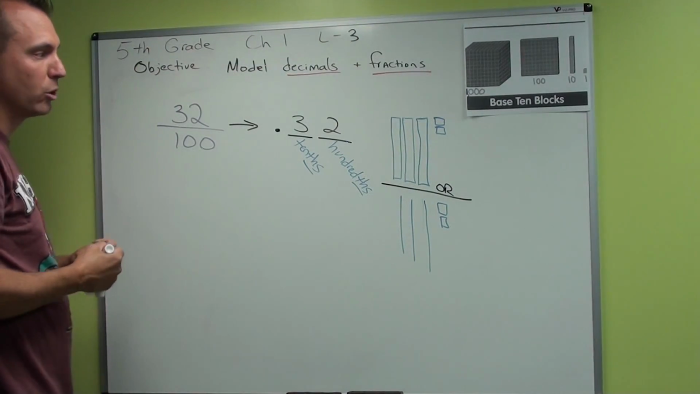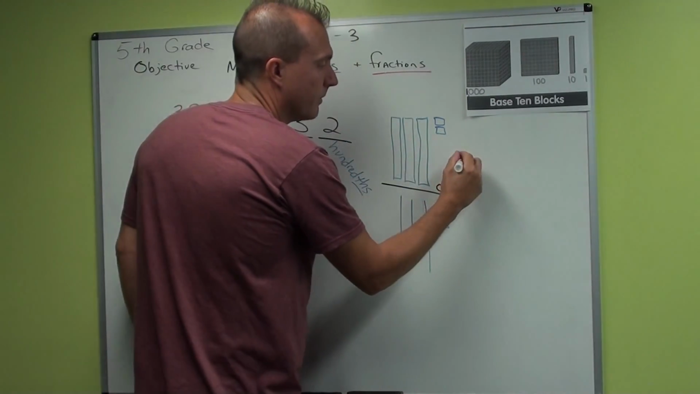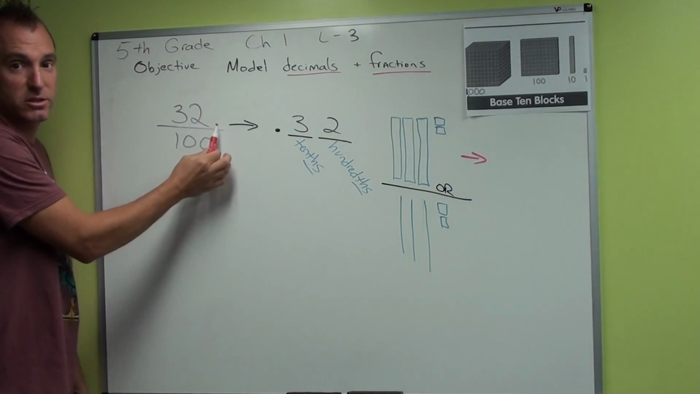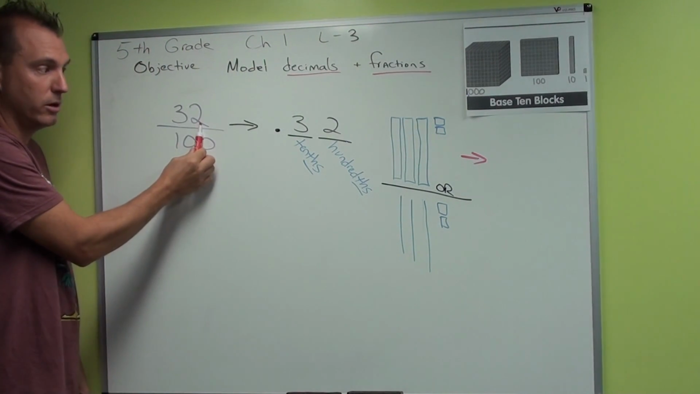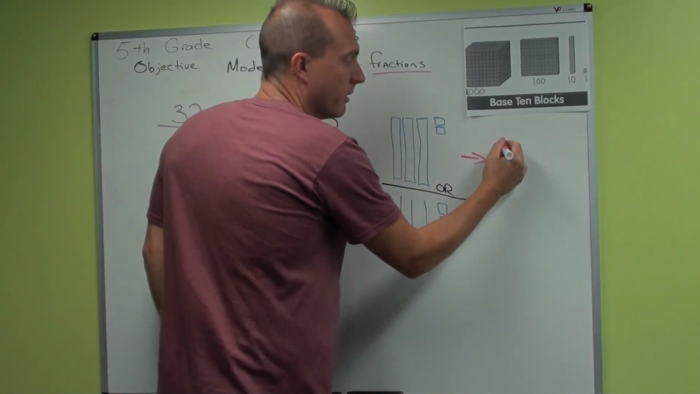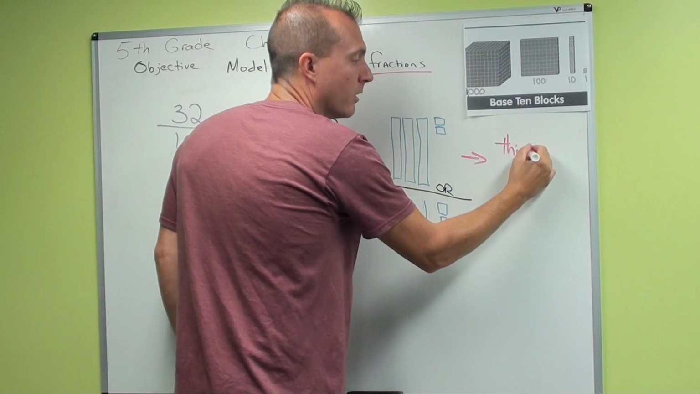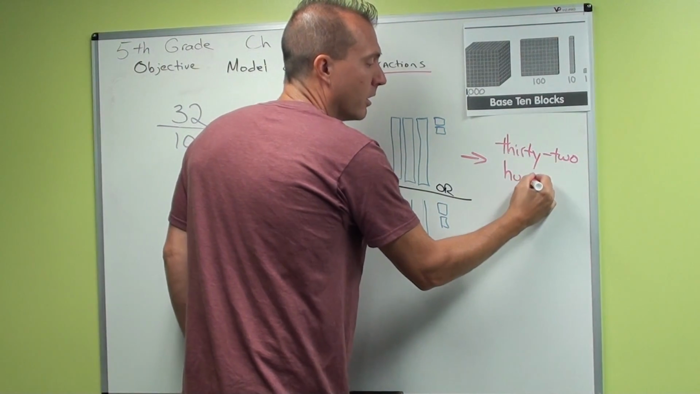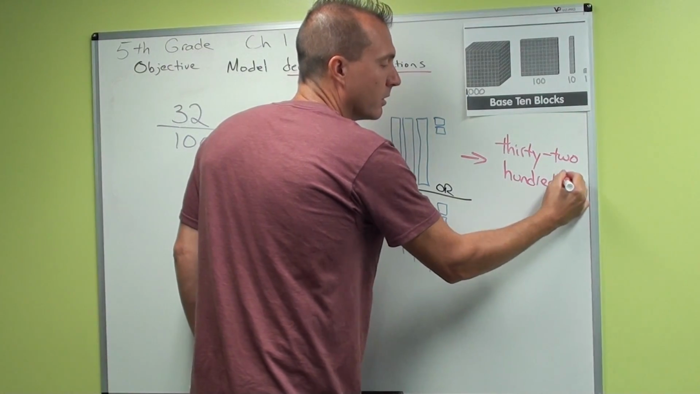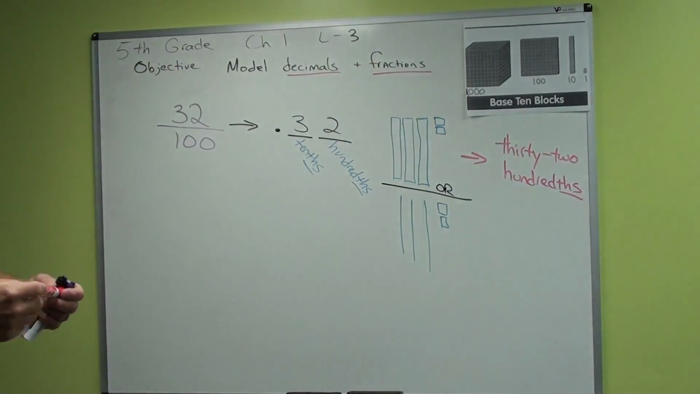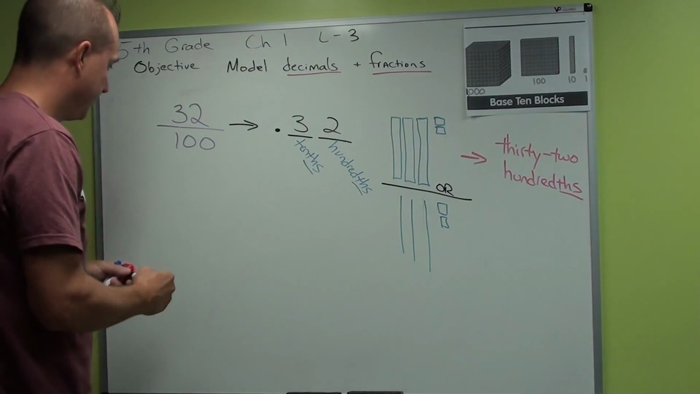We have to write it in word form. Now you just read it. I think this is the easiest to read. 32 hundredths. 32 hundredths. So you write 32 hundredths. Alright. And then this is our last one.